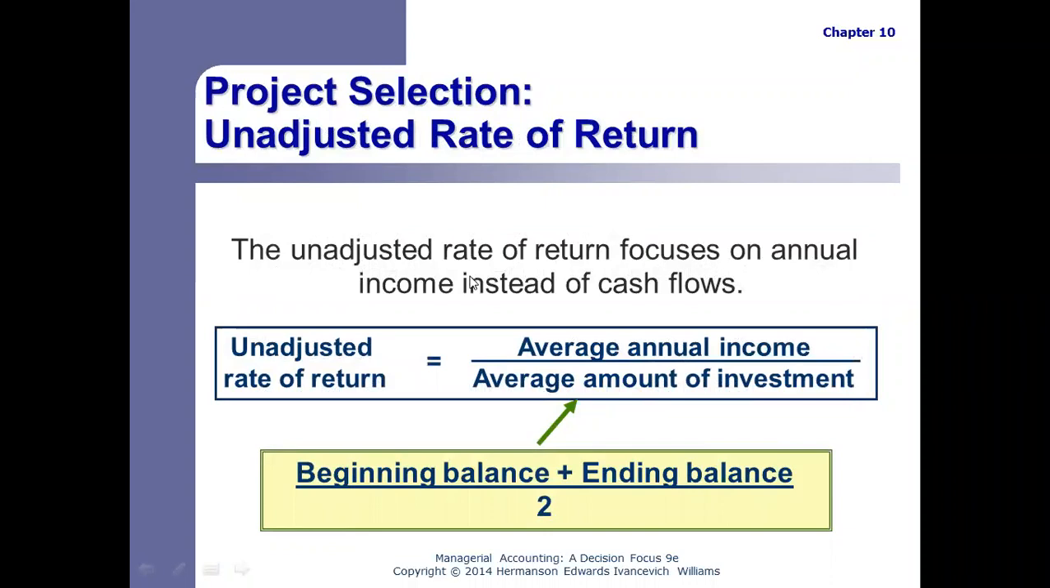Another method for choosing a project is called the unadjusted rate of return. The unadjusted rate of return is the average annual income, so the money that you're making on average every year, divided by the average amount of the investment. Average investment is your beginning balance plus your ending balance divided by 2.